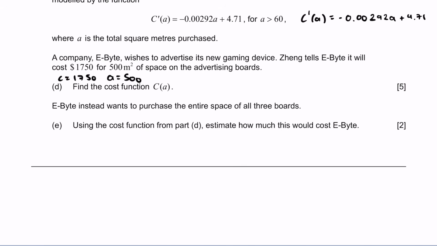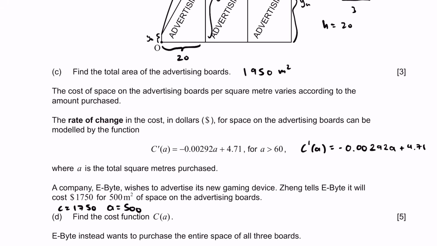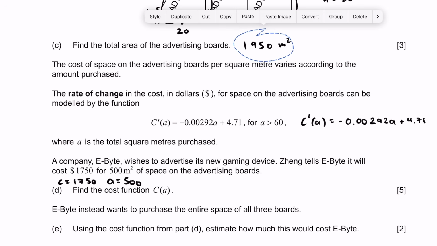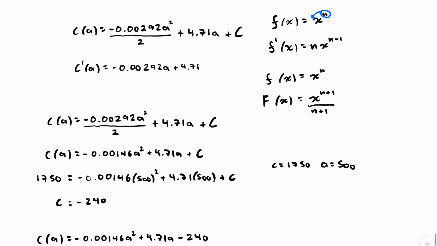eByte instead wants to purchase the entire space of all 3 boards. Using the cost function from part D, estimate how much this would cost eByte. Okay, so we found this cost function which links cost to area, and we know that eByte wants to purchase the entire space. So essentially this is actually an input-output question. So if eByte wants to purchase 1,950 square meters, how much will it cost? So let's go grab this amount, and then we'll go back to our function. I think this is part E.